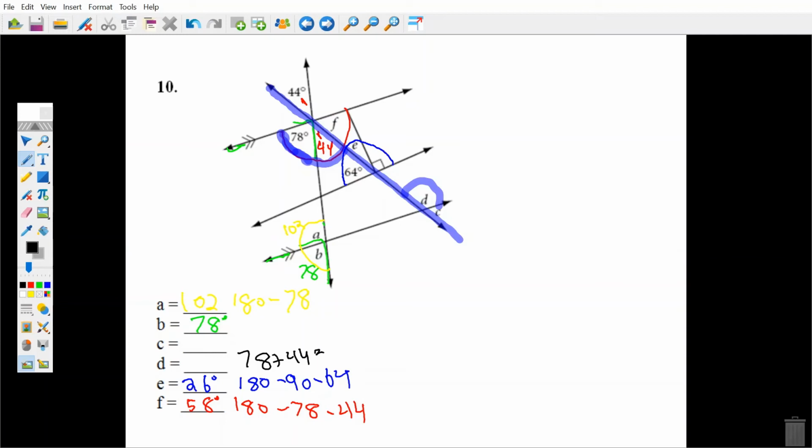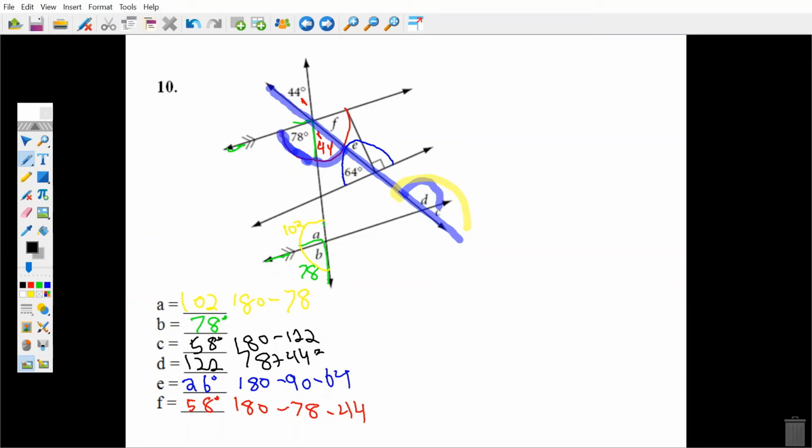Sorry about the noise there. 78 plus 44, 122. And then finally, I can see that D and C equal 180 degrees. So I will go 180 minus 122, 58 degrees. Okay, it was a long one, but we got through it.